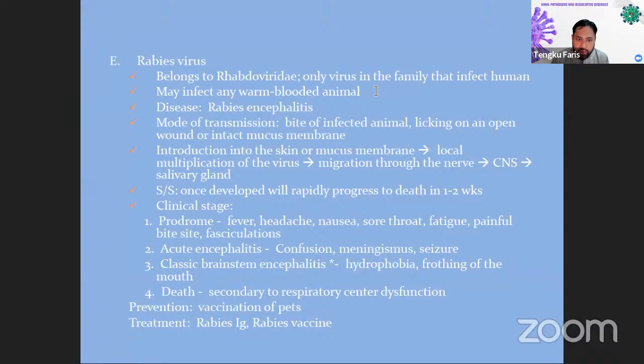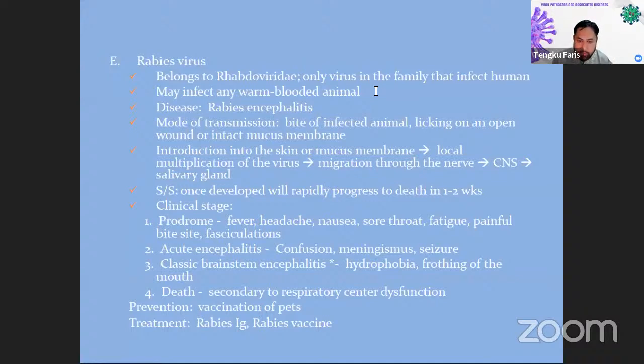Rabies virus causing the rabies encephalitis, mode of transmission because you got bitten by the infected animals. And what happened is that specifically the rabies causing the disturbance to the CNS, okay, the central nervous system. So immediately you need to go to the hospital if you got bitten by these wild dogs, or the wild monkeys or wild animals. All right. For this rabies virus, they have a few stages.